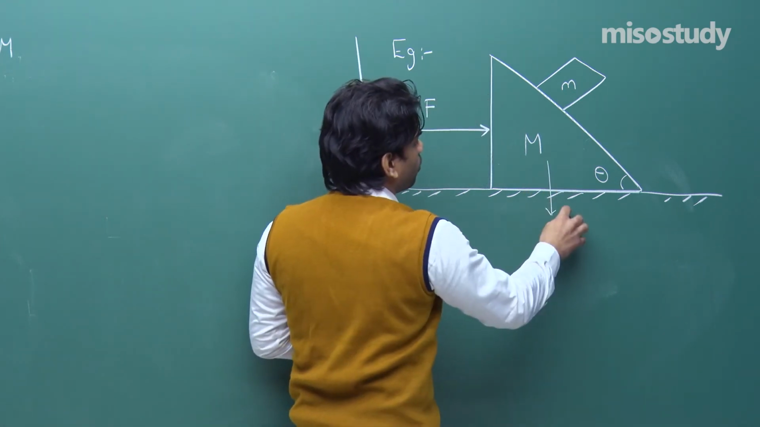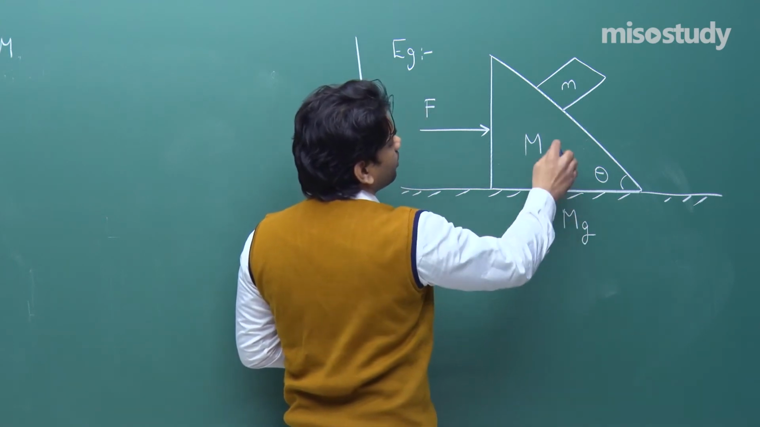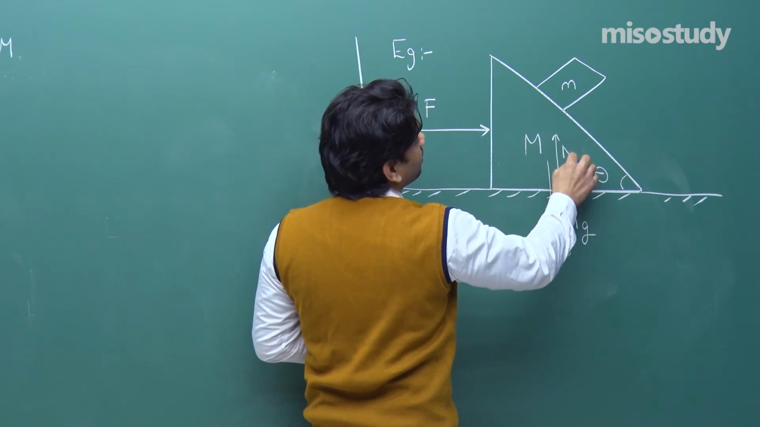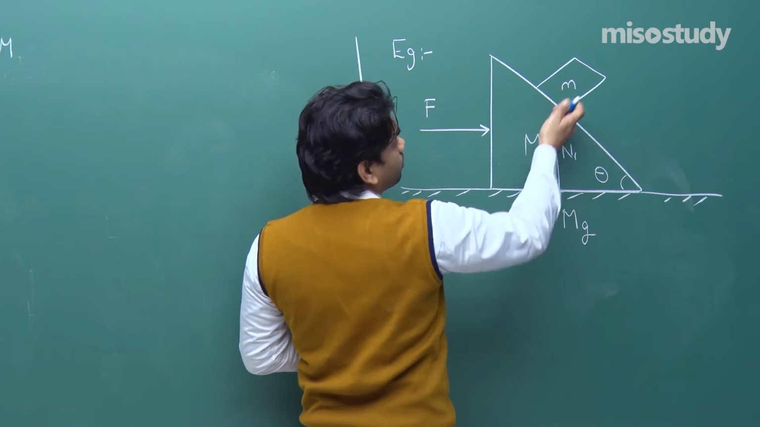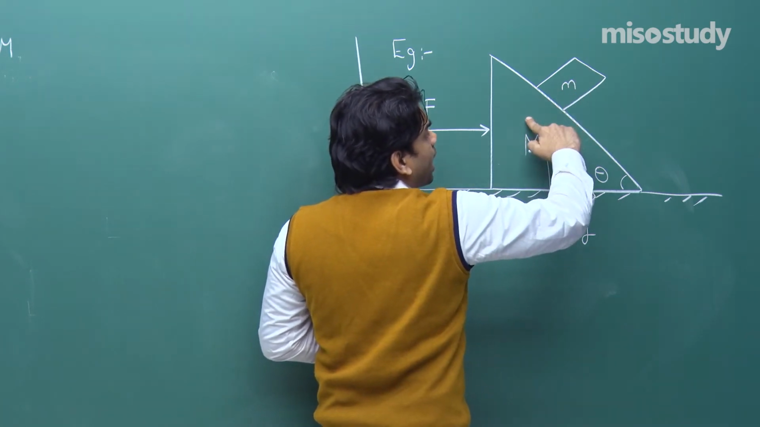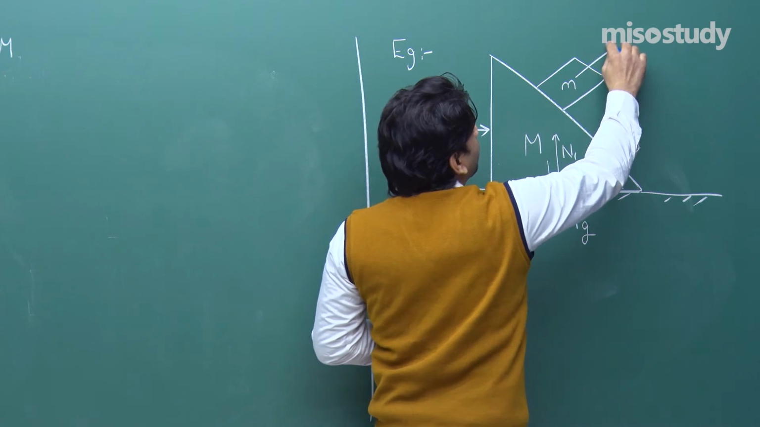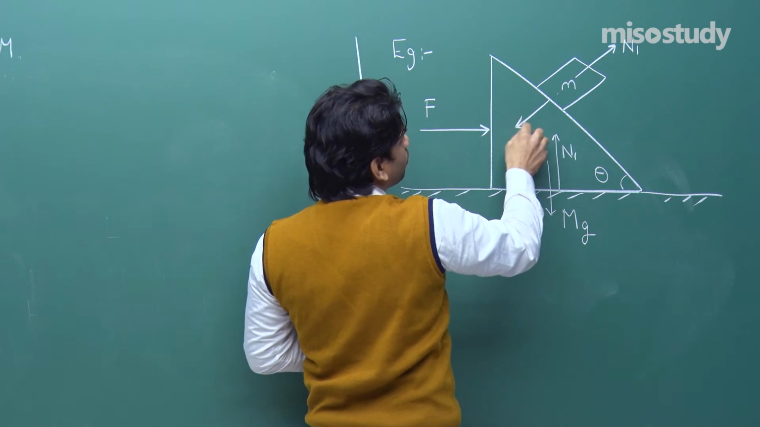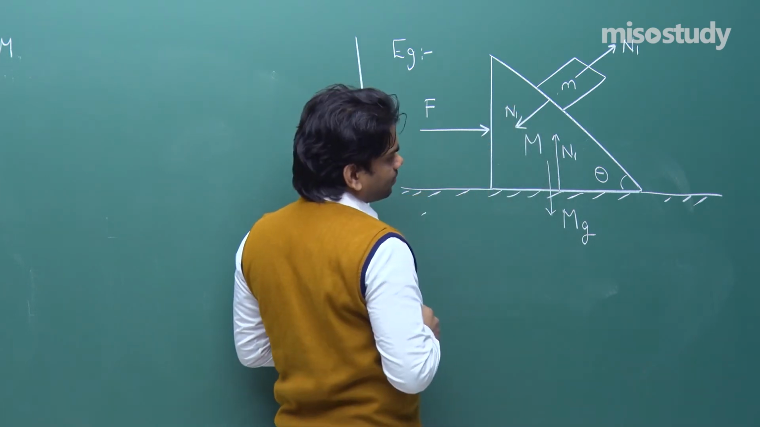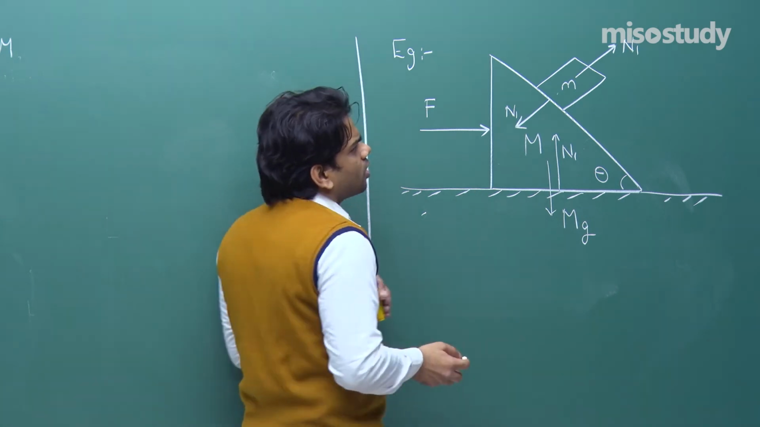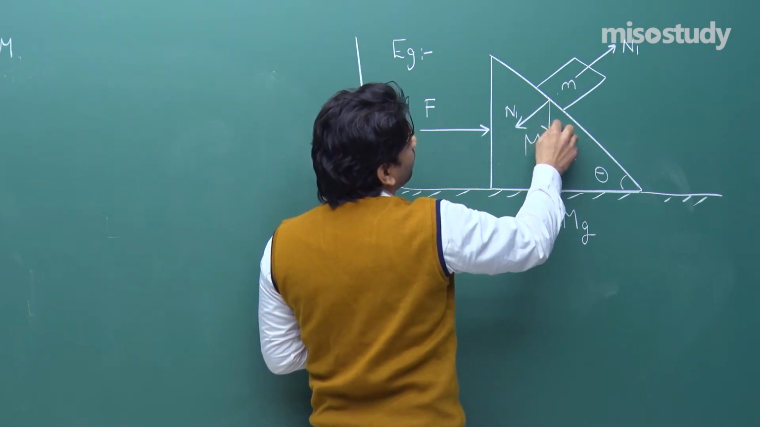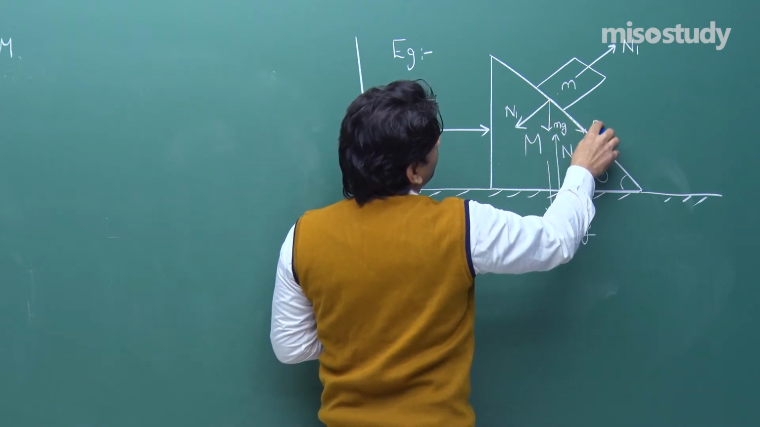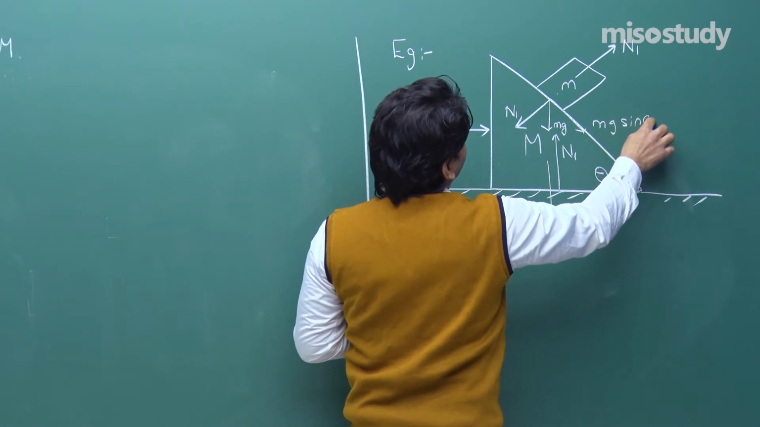On M, the force due to the pull of earth will be acting downward. Now, a normal reaction will be acting due to the ground. Let us mark it as N1. Due to this block, capital M will exert a force on the block, and that will be the normal force. Similarly, M will also exert a force N1 in this direction. So now we have all the forces: mg acting downward, and its component mg sine theta will be acting here.